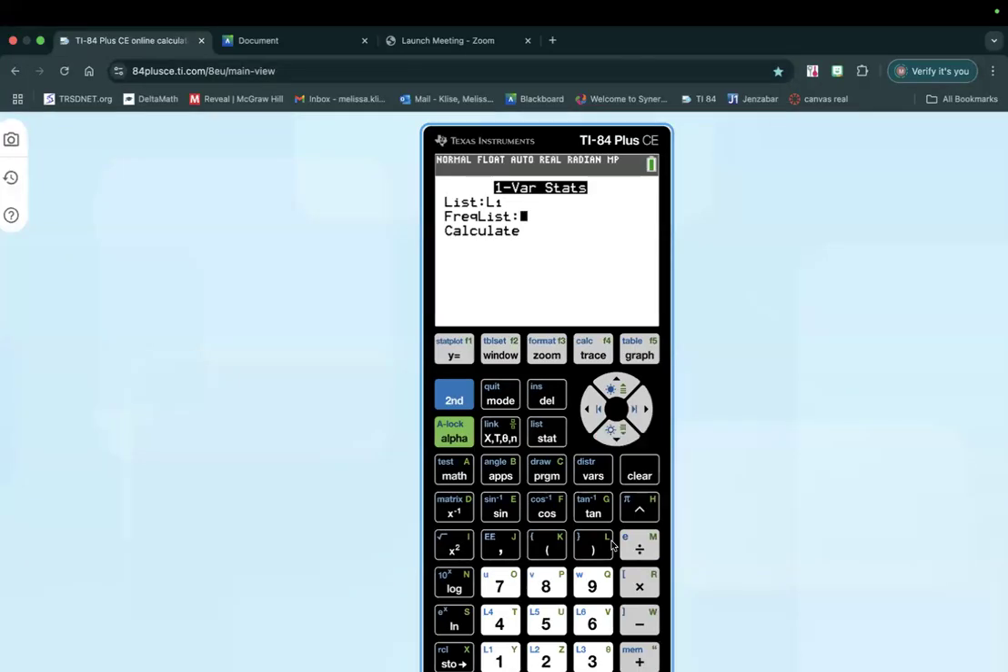All right. Now just go down, leave frequency list blank, go down to calculate and hit enter. And you should have this lovely screen right here. Okay. So first, your calculator is always going to call the mean x bar. It just assumes everything is a sample, so it's always going to call it an x bar. But regardless, this is your mean. That's the exact mean we had, so that's good.